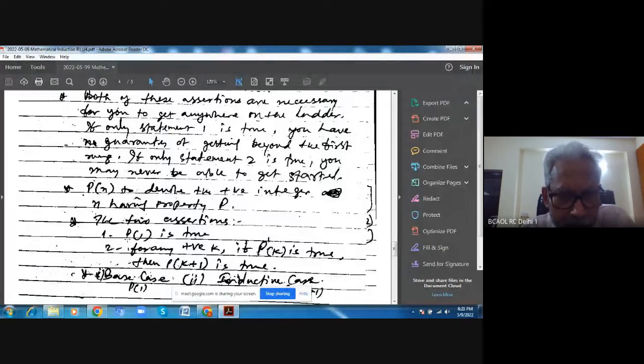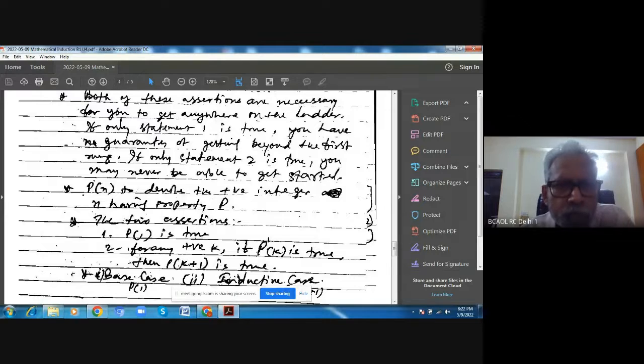So first, you consider the first step: instead of n, you put a 1. So P(1). You try to make it true. That means your first step when you are climbing. First you have to prove the first step is true, the first statement is true, considering n equal to 1. Basically, in place of n you put the value 1. During the solution you will understand it more.